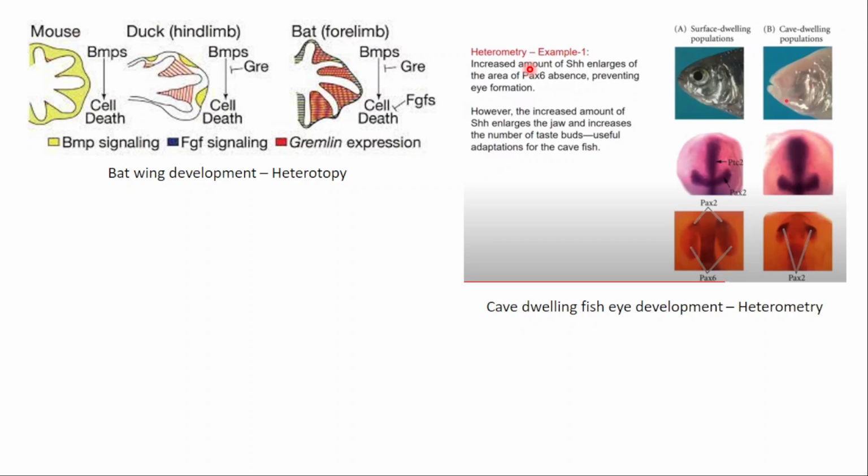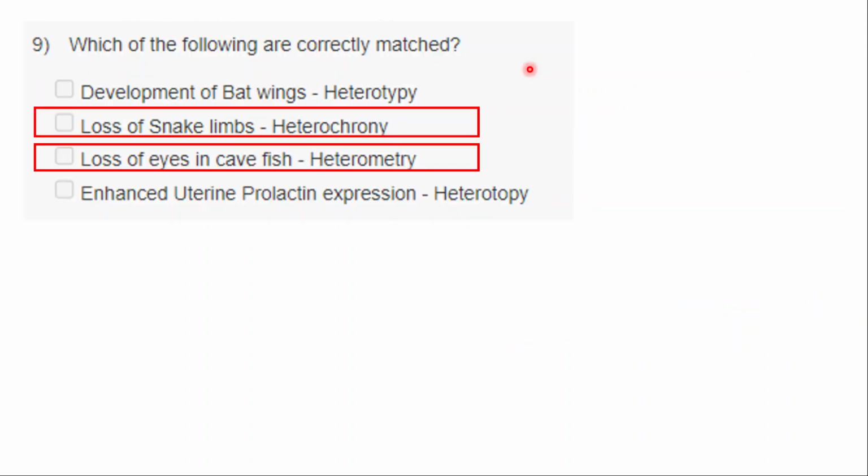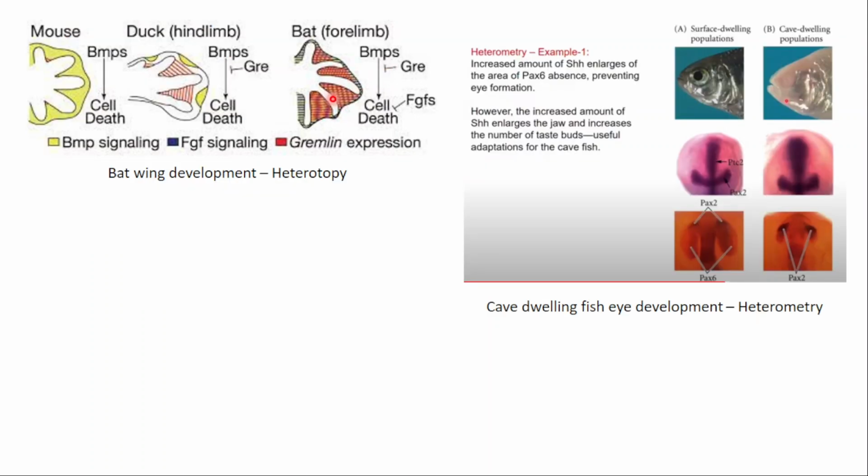So FGFs come into the picture. Sorry, my bad. Heterotopy is the change in region of expression or geography of expression, a spatial change. So FGFs come into the picture in the space, and then they inhibit the BMP cell death.